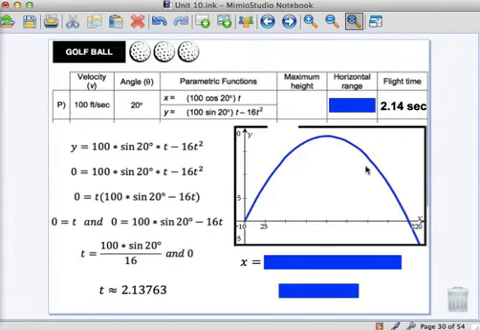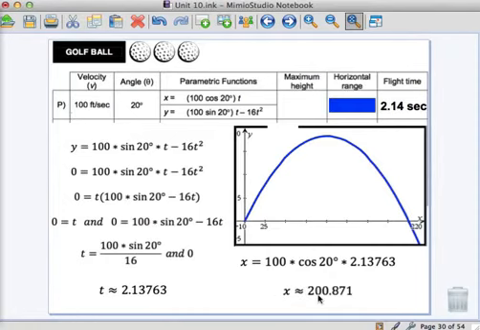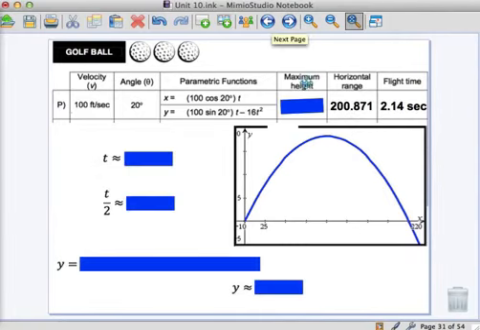2.14 seconds. Now I'm going to take that flight time, plug it into my x formula for my t value, and I'm going to just replace that t value with this answer, okay? And all I do is plug everything into the calculator, and I get that x is approximately 200.8, well, let's say 200.9 feet. Okay, you can round it if you want to. Notice I did not round it. I wasn't too worried about it. But my horizontal range, the distance from here to here, is approximately 200 feet. Okay, so I have my horizontal range. I have my flight time.